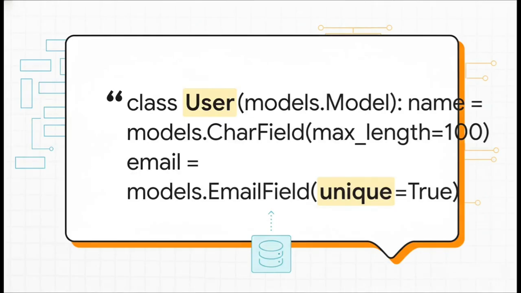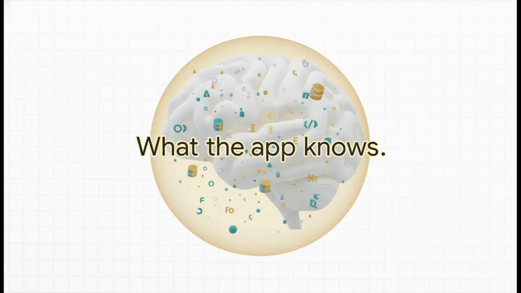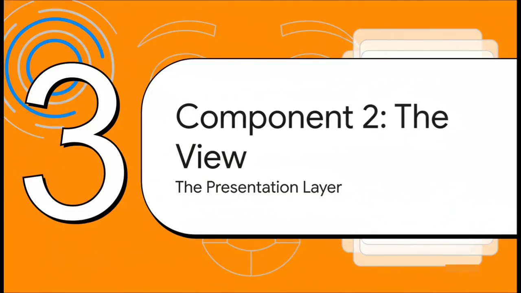And check this out. This makes it super clear. This is a simple little example from the Django framework. It's a user model. See how it just defines what a user is? It has a name, it has an email, it even sets a rule. The email has to be unique. But notice what's missing. There's nothing here about colors or buttons or layout. It's just pure structure. So when it comes down to it, the model is simply what the app knows. That's its whole universe.